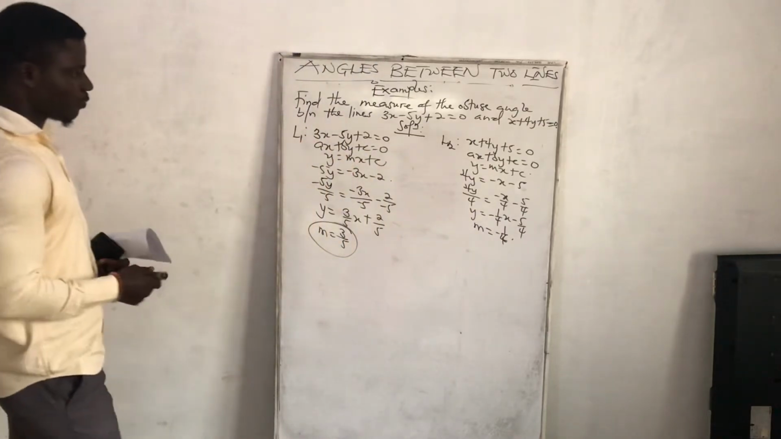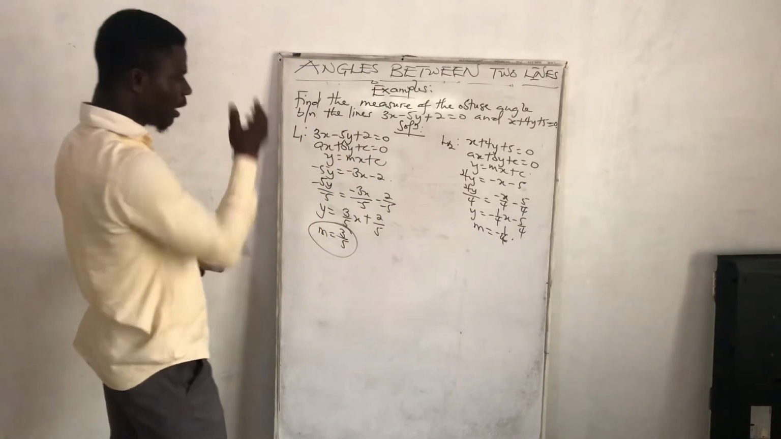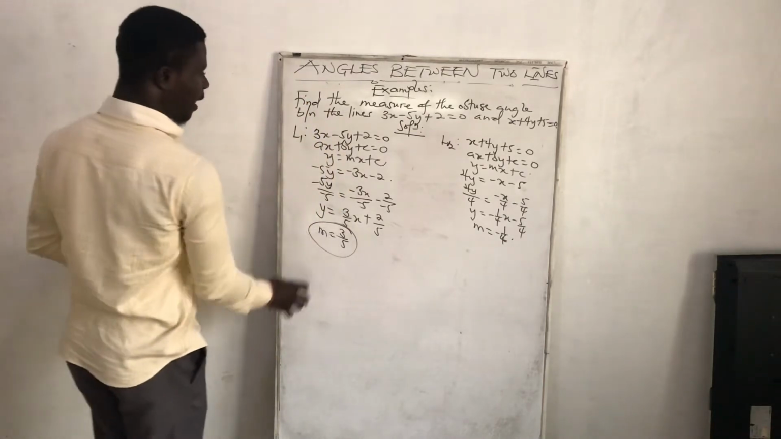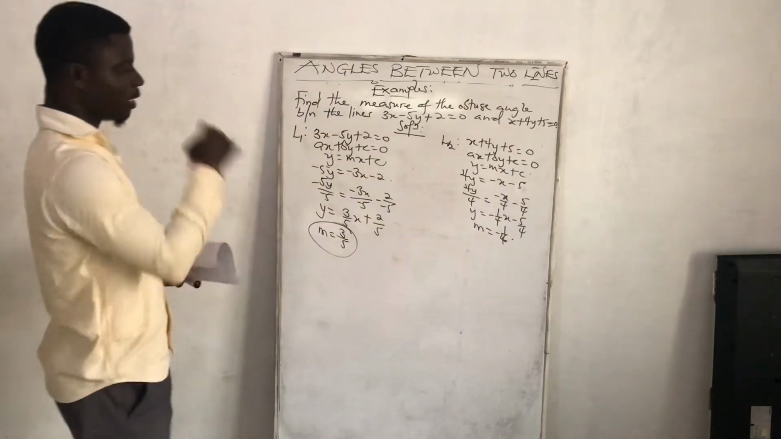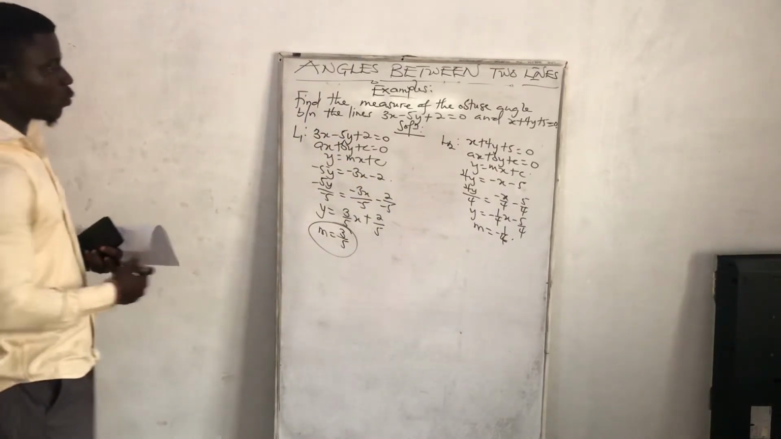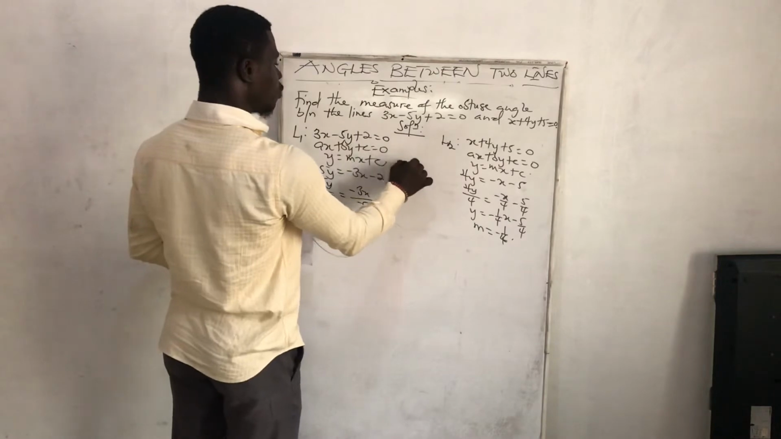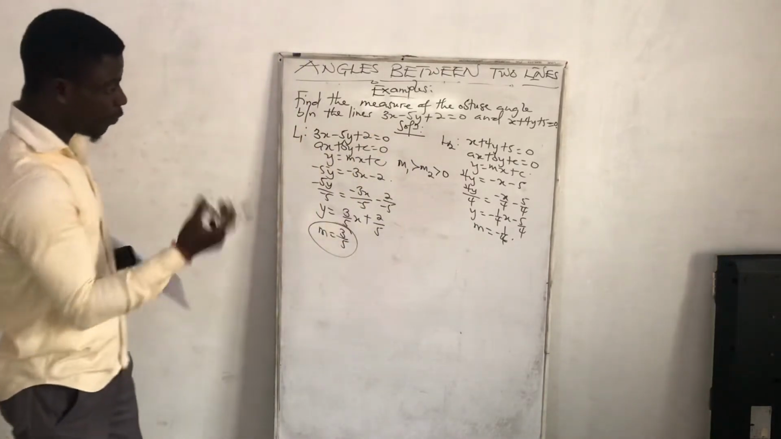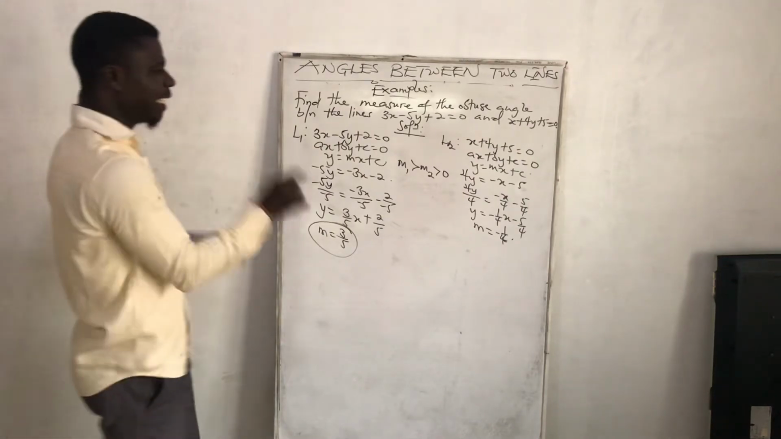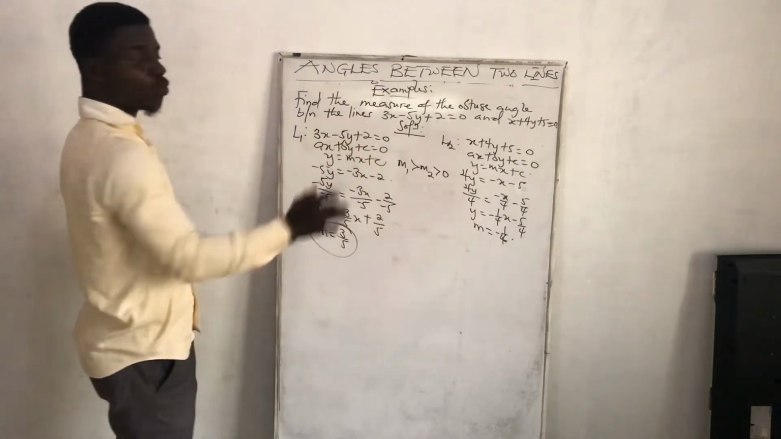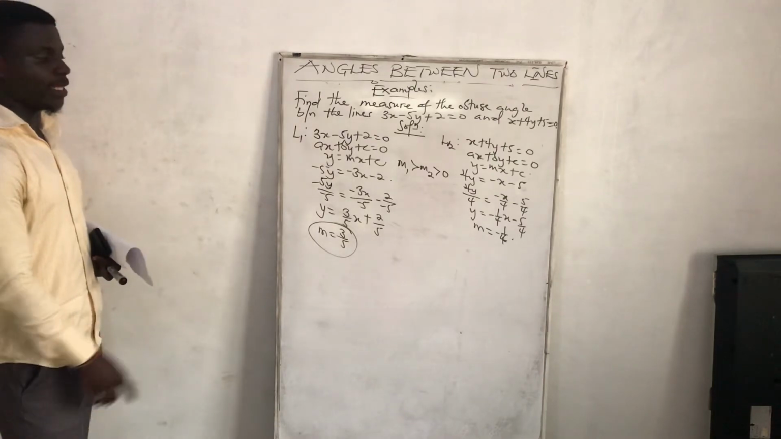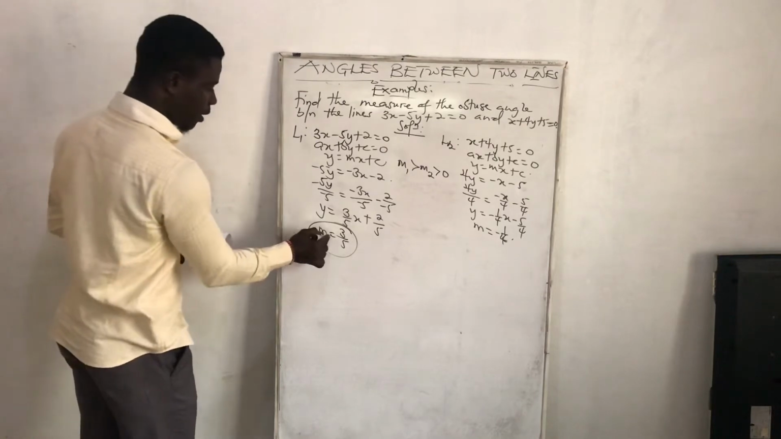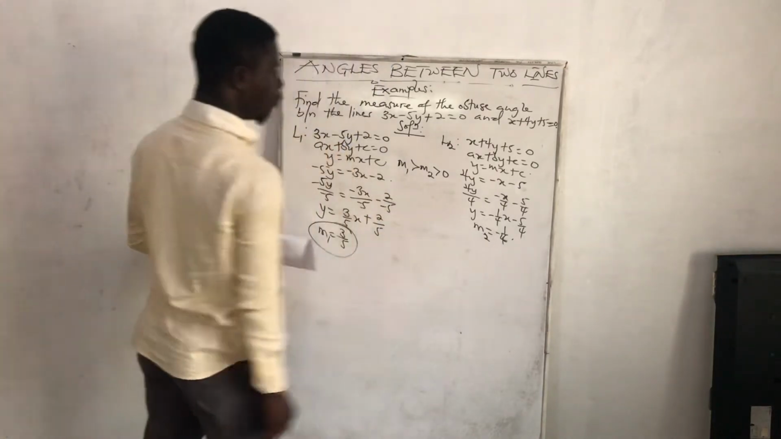Now let's see, 3/5 and negative 1/4. Which one is greater? We said that our m1 should be greater than our m2. Since this one is negative, you conclude that 3/5 is greater. So this one will be my m1, and this one will be my m2.